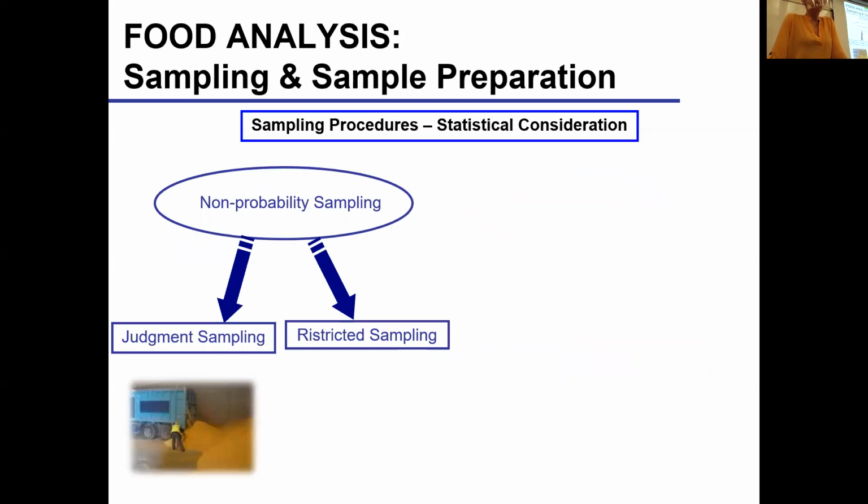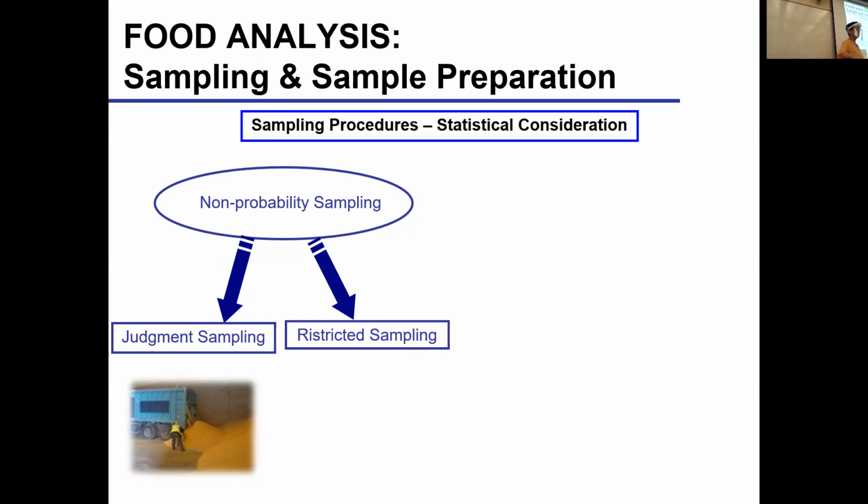I will talk briefly about statistical considerations when you have sampling. Sometimes you cannot have statistical consideration. We call it non-probability sampling. Here, where you have a truck full of grain, you can't do anything statistically with that. It has to be done with judgment. The guy knows what he's doing, he's going to select samples and give them to the lab. You cannot do statistics here. No numbering, no picking random.